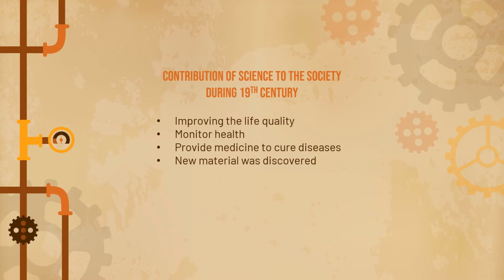During the 19th century, it is clearly shown that science brought a lot of contribution to society. Science in the 19th century improved the quality of life of people, for example, by creating new technology. Apart from that, it also helped to monitor our health through the discovery of X-ray. Science also provided medicines to cure disease, and lastly, new materials such as liquid crystal were also discovered.